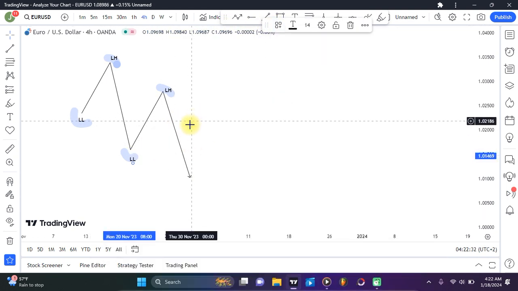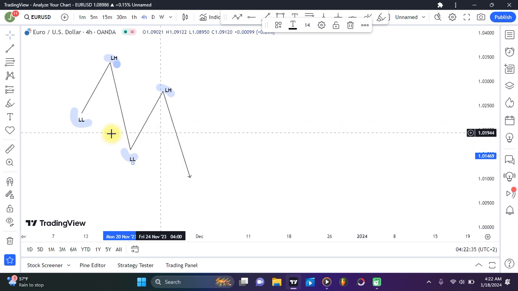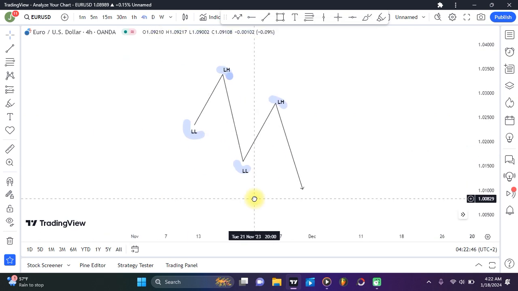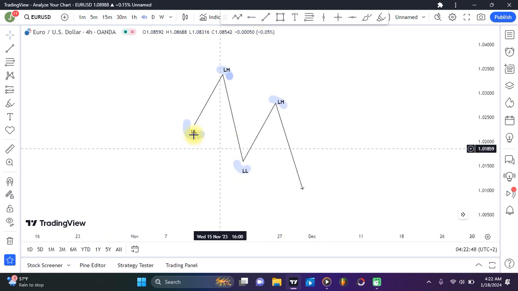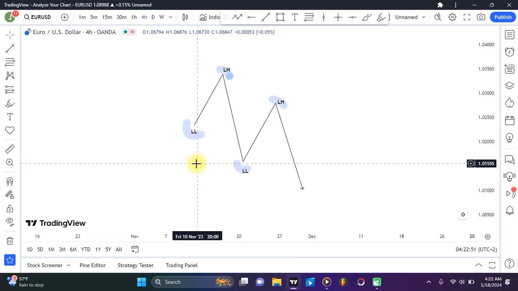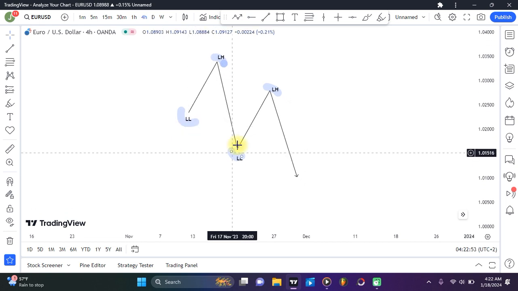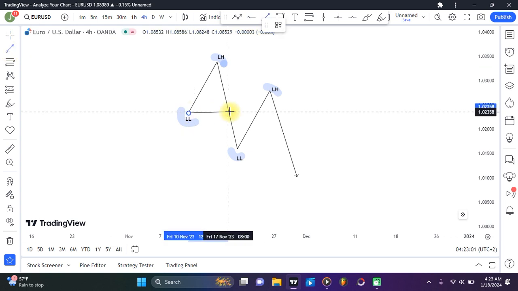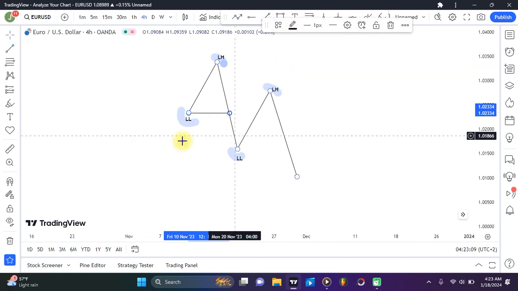Now, when we talk about break of structure in a downward trend, we expect the market to take out a lower low. When the market takes out a lower low, we label that as a break of structure, and that shows us that the market is continuing with its trend. So in this case, when the market took out this lower low over here, this was our break of structure.